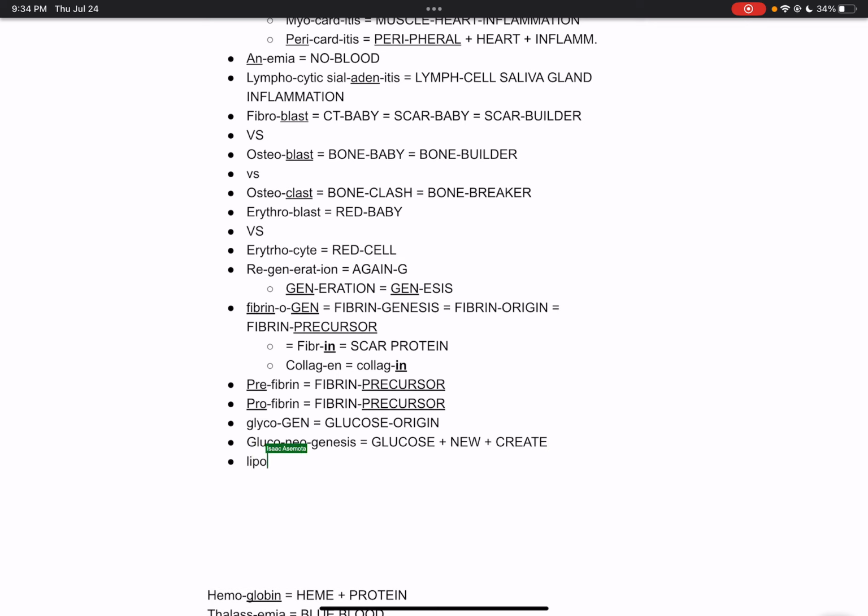It brings another thing to mind. Lipolysis. Lyse means to destroy. Lipolysis means fat lysing condition. Yeah, lyse. Lyse means what? Break down, destroy, kill. Like hemolysis, blood breaking.